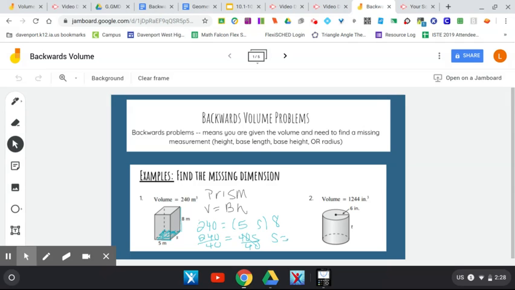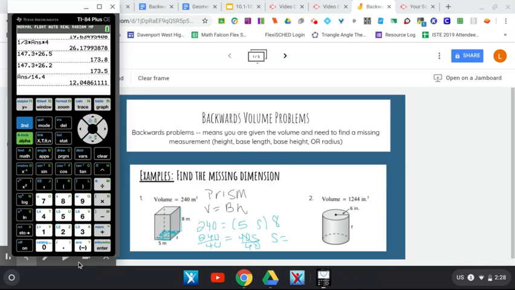If you type in 240 and you divide it by 40, you will get your answer here to be 6, and your units are meters. So the missing side of that base is 6 meters. All right, what I want you to do is pause the video here and see if you can try number 2 on your own, and then hit play when you're done and see how you did.